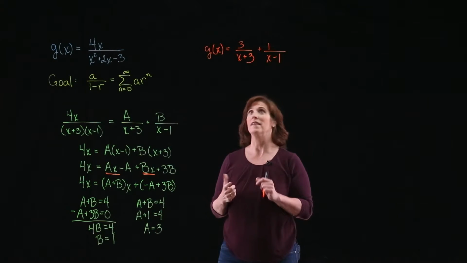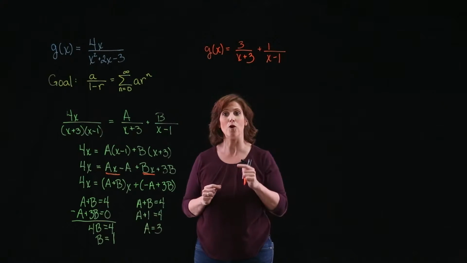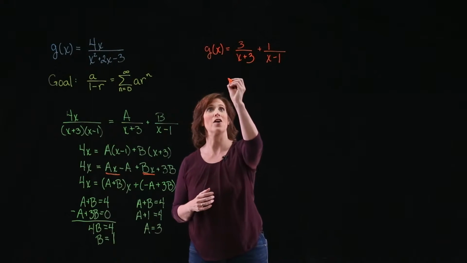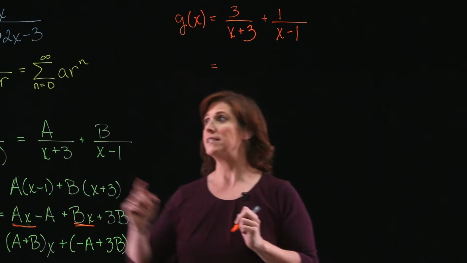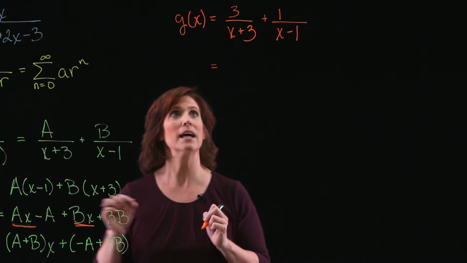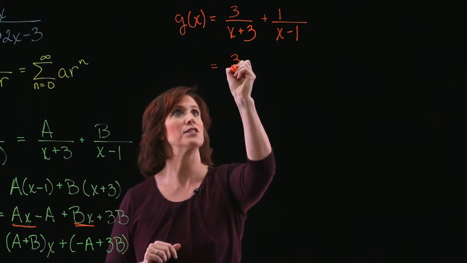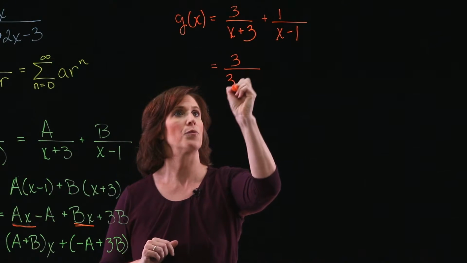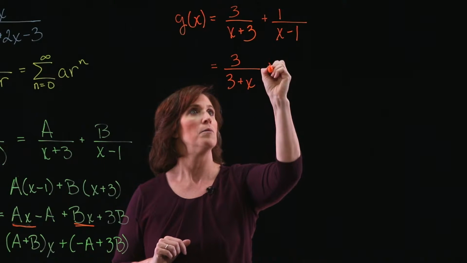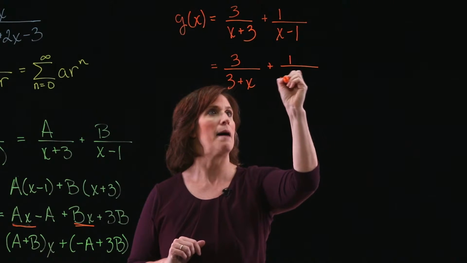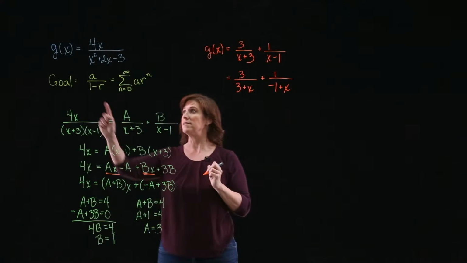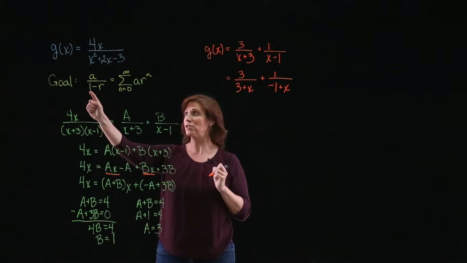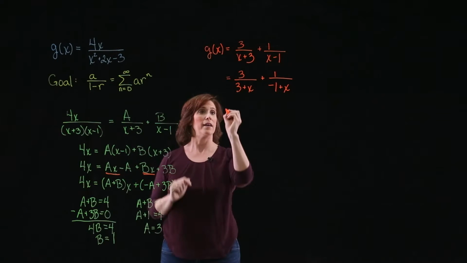So I'm going to work on this and try to get each of these individual forms to look like a divided by 1 minus r. Okay, now how do I do that? Well, the first thing I notice is that in this format, the constant comes first. So I'm going to rewrite this as 3 divided by 3 plus x plus 1 divided by negative 1 plus x. I also notice that I would like that first coefficient in the denominator to be a 1.